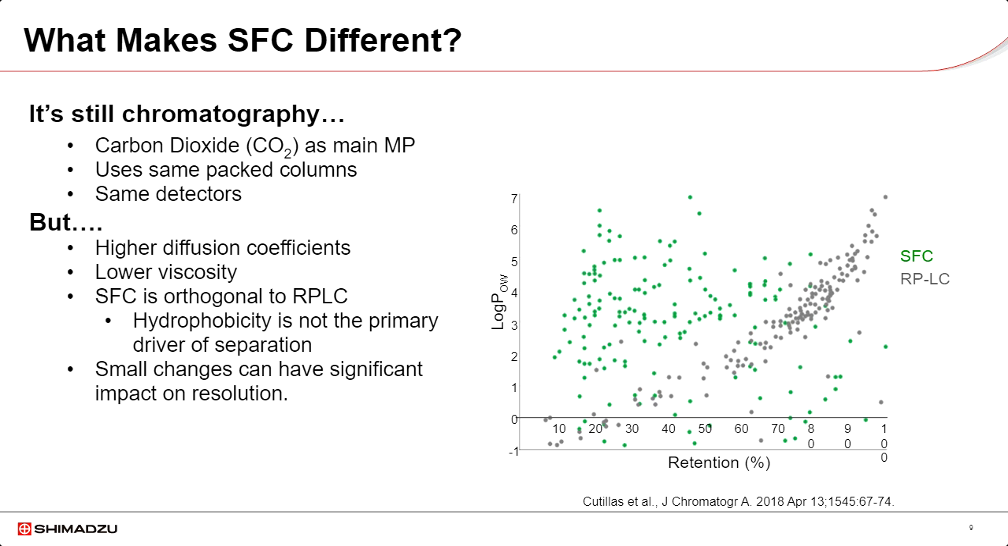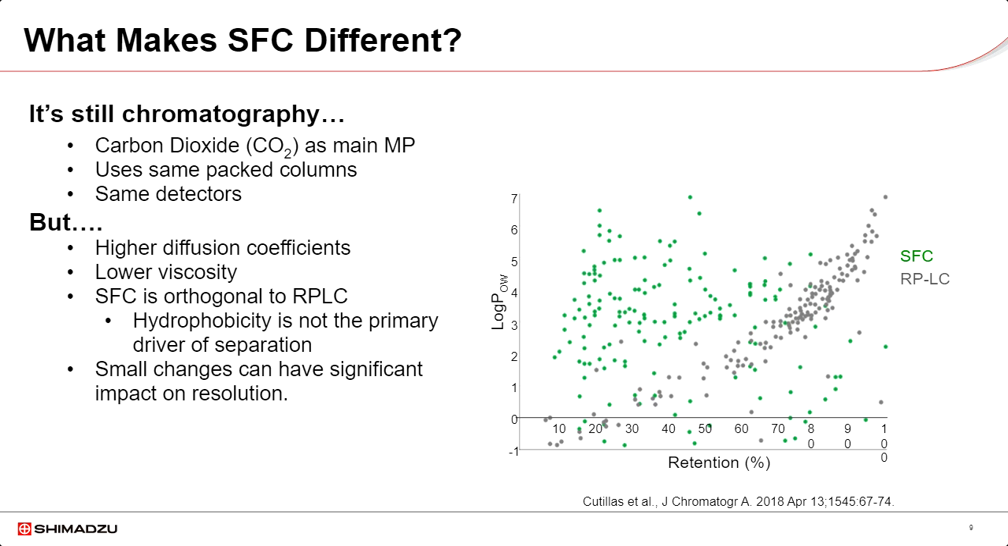Let's take a real quick look at SFC, how it is similar and different from LC. On the similar side, it's still chromatography. So the equipment is very similar. We're just using CO2 liquefied as our mobile phase. It's still using the same columns, the same detectors. Your thought process, your workflow is just the same. Where it is different is that CO2 has a higher diffusion coefficient and lower viscosity. This allows you to run faster.